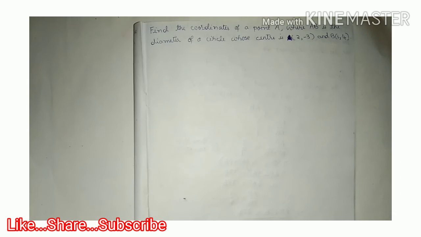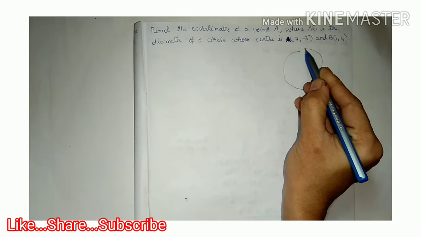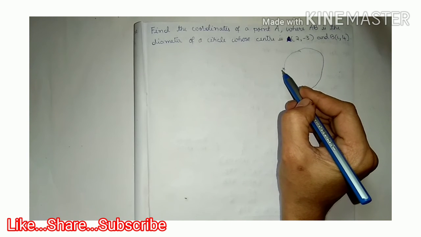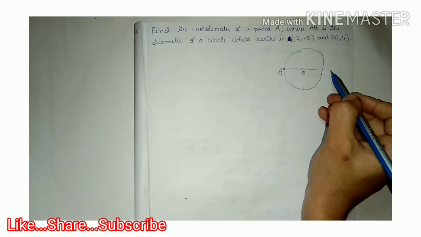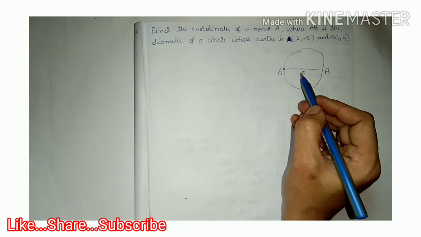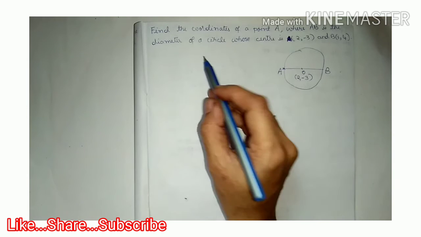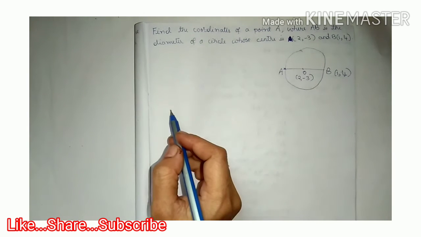Let us solve the next example. Find the coordinates of a point A where AB is the diameter of a circle whose center is (2, -3) and B is (1, 4). Here given the center, find the coordinates of A where AB is the diameter. The center of the circle is (2, -3) and the coordinates of B are (1, 4).